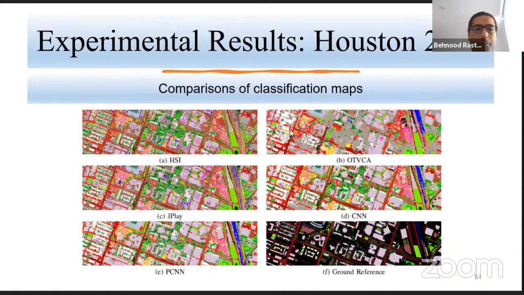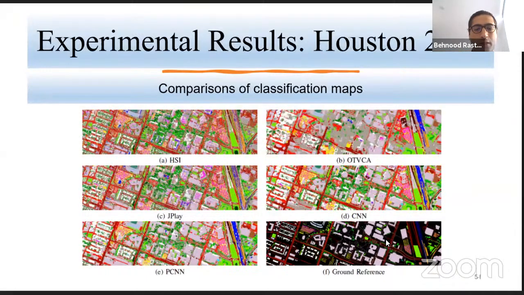We also compare the classification maps for Houston 2018, and this is actually the case where CNN and PCNN considerably outperform the other techniques, and also the deep learning ones. OTVCA gives the highest among the unsupervised techniques, and JPlay provides the highest overall accuracy among the supervised techniques.